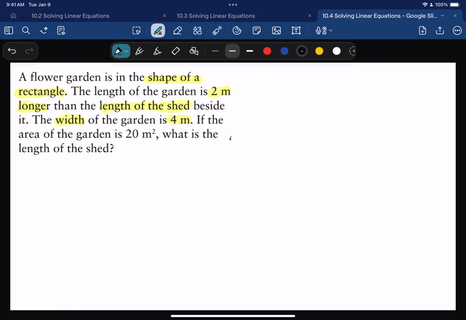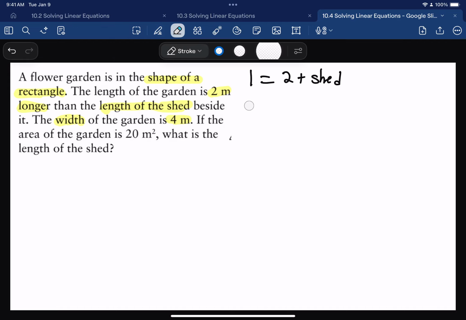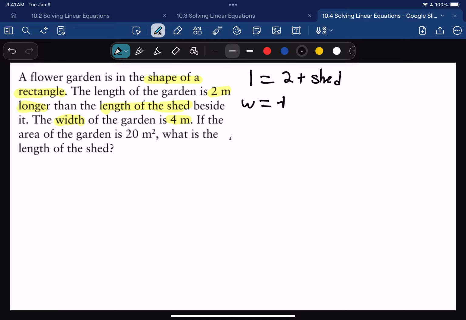So let's just write this out. So length equals 2 meters longer, so plus the shed. So shed, we'll say shed. And the width of the garden is 4. If the area of the garden is 20 meters squared, what is the length of the shed? So we are actually looking for the shed length. So that's what we're looking for. The length of the shed is what we're looking for.